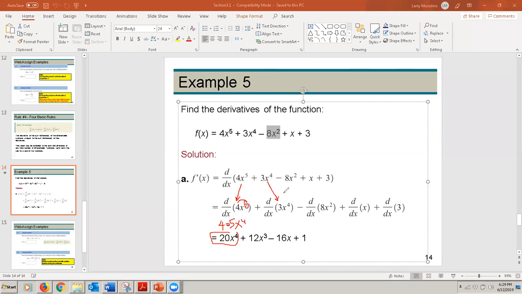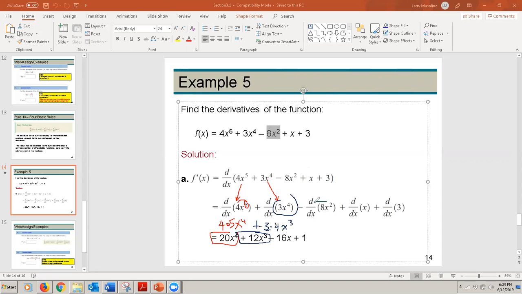All right, let's take the derivative of 3x to the 4. I'm going to bring the 3 with me because that's a constant in front. The exponent 4 comes down as a multiplier, and then I'm going to subtract 1 from the exponent, so that's x to the 3. But 3 times 4 is 12, so that's how I'm getting that 12x to the 3rd. Okay, let me move to the next one.